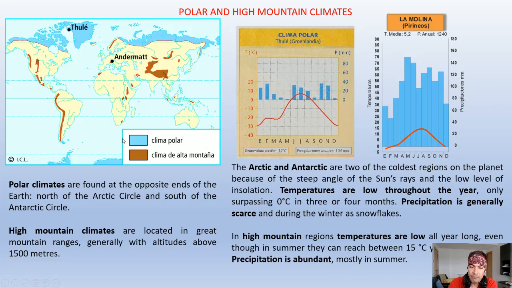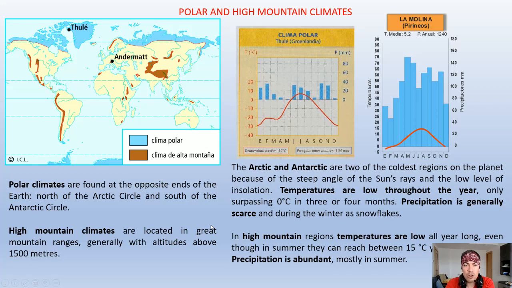So here you have an example of polar climate in Thule, or I don't know how to say this, in Greenland, which is this place here, and in the Pyrenees in Spain, in La Molina. So let's take a look first to the polar one. The Arctic and Antarctic, Arctic here, Antarctic here, are two of the coldest regions of the planet.